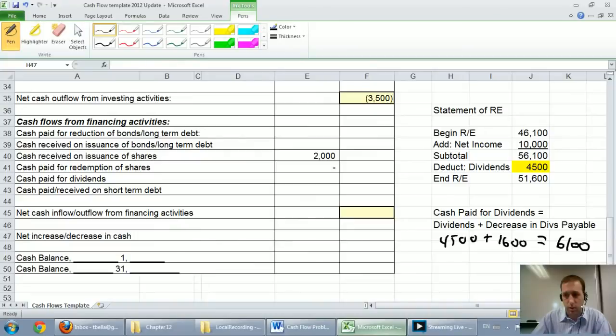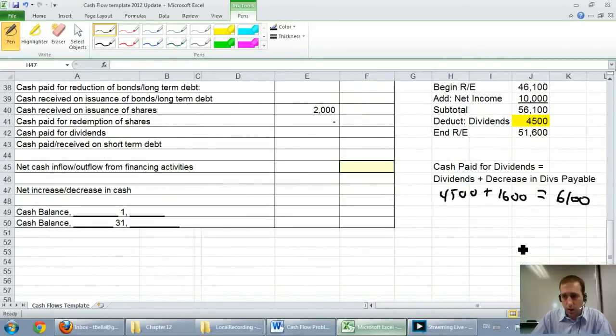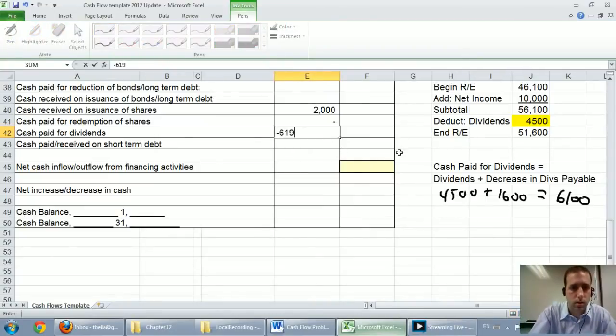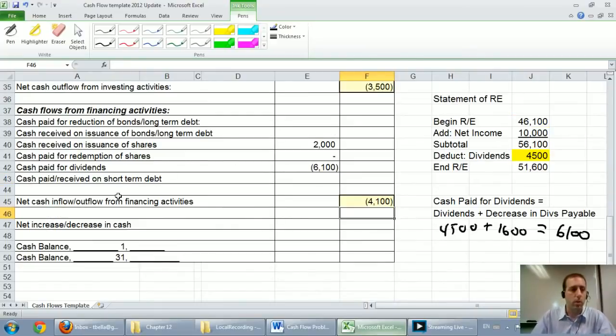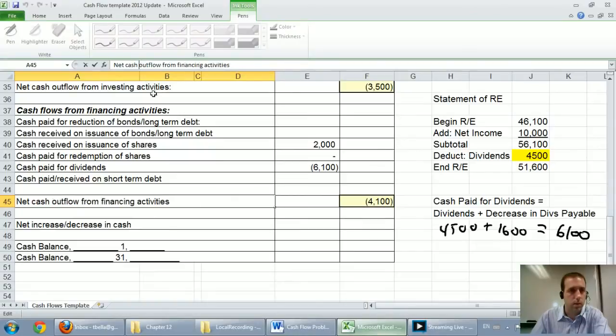And sorry if this is not visible. I hope you can see that. 4,500 plus 1,600, that's 6,100. And that's the amount we paid for dividends. Our company didn't have any other short-term debt or other liabilities, so at this point we can total up our financing section. And we show $4,100 of outflow from financing activities. Now, by the way, I'll just note that that's an outflow. Get rid of the word inflow.